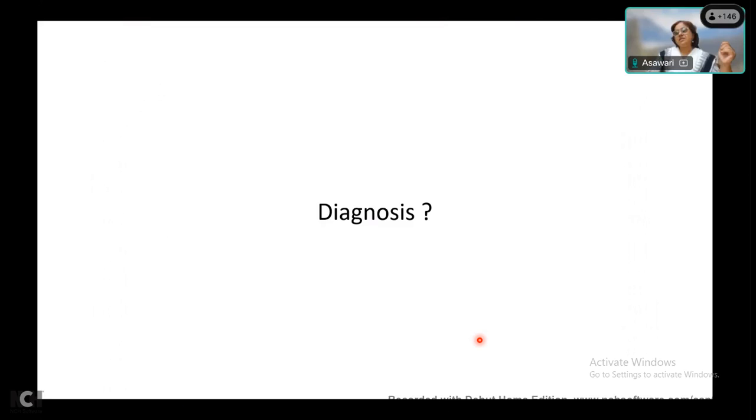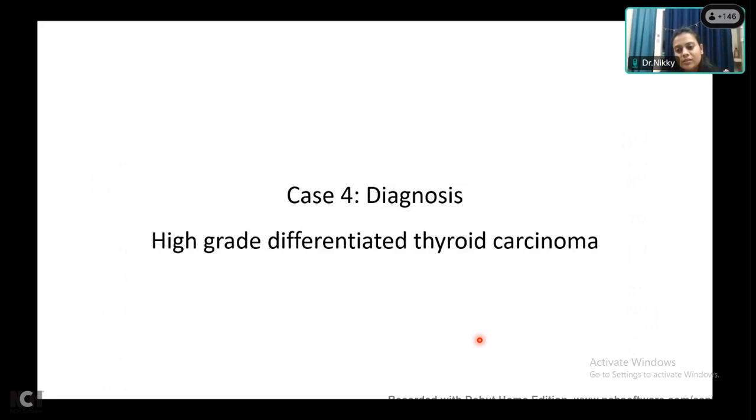See, metastasis definitely is there, but do you still want to just stick to follicular carcinoma? We said when necrosis is there and a high number of mitosis, it's high grade. So what is that called? High grade differentiated thyroid carcinoma.